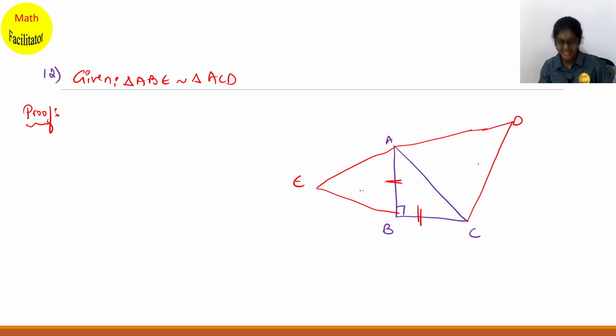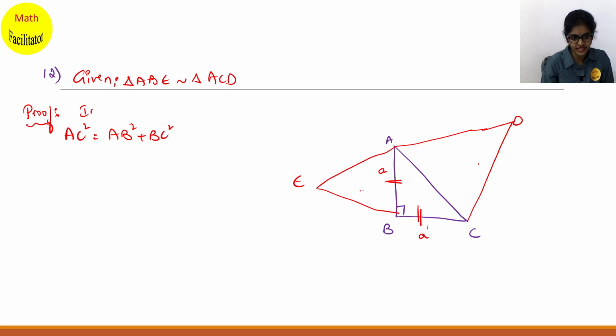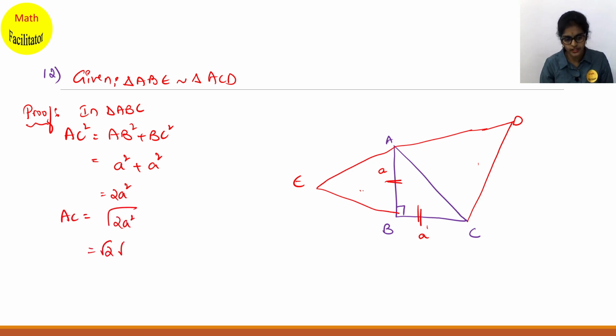Now ABC is a right angle triangle, and it is an isosceles triangle. So this side I am taking as a and this side also as a, since these two sides are equal. So what about AC? AC square is equal to AB square plus BC square in triangle ABC. AB square is a square and this is also a square, so you will get 2a square. AC is nothing but root over 2a square. You can write this as root 2 into root a square, which is root 2a. So AC I got as root 2a.